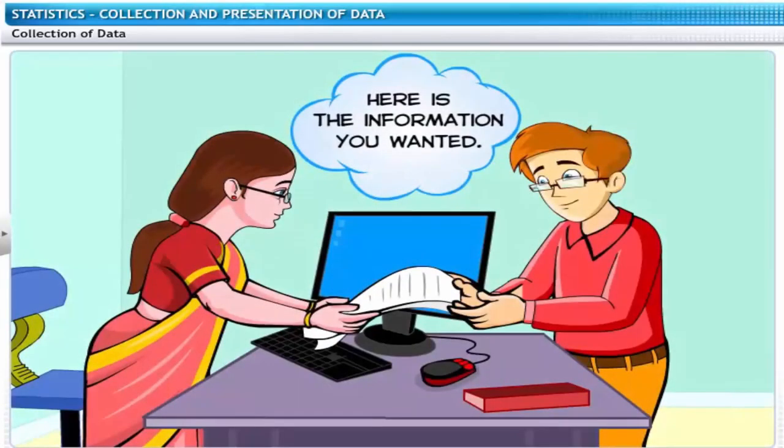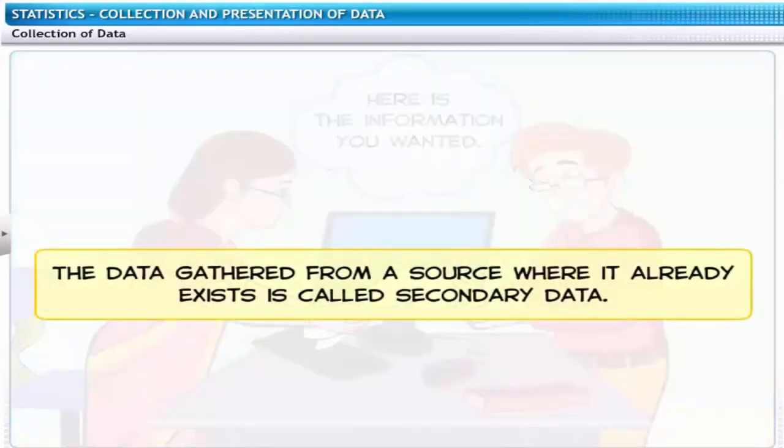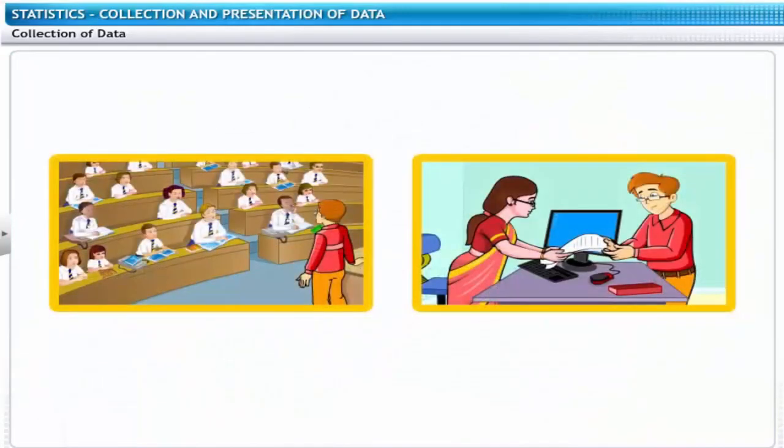A far easier way for our friend would be to approach the school authorities and get the names and addresses of students coming from that particular locality. The data gathered from a source where it already exists is called secondary data. You can see that collecting secondary data is far easier than collecting primary data.